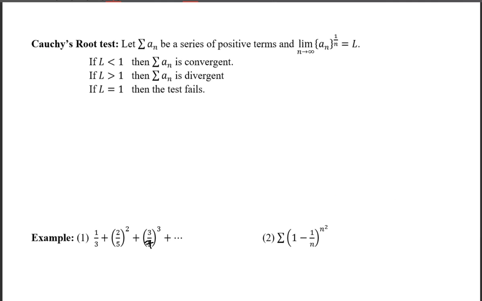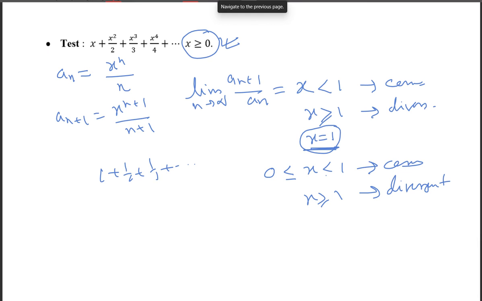Can we use Raabe's test directly? No, that's my point. Don't use Raabe's test directly. The first step is to apply D'Alembert's ratio test, then Raabe's test. Only if the D'Alembert's ratio test fails do you have to use Raabe's test. Otherwise, no. Sir, what if Raabe's test also fails?